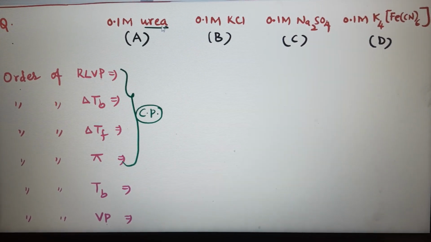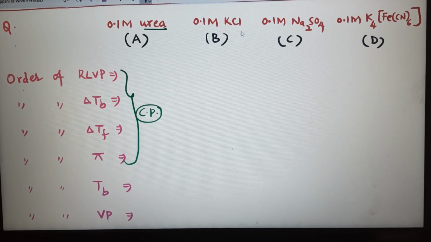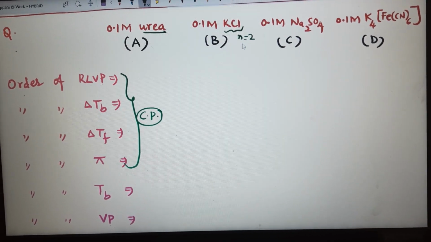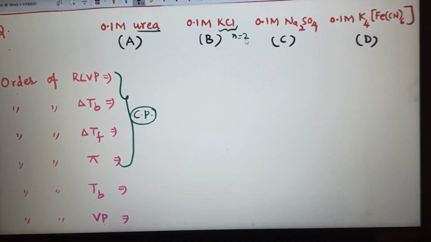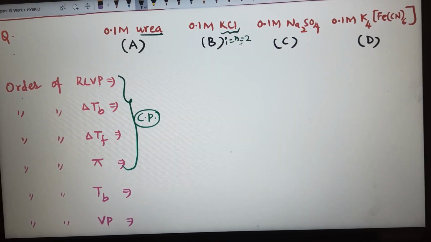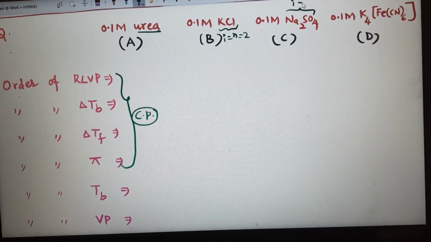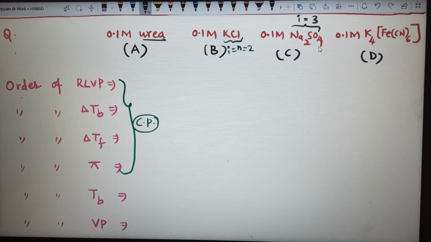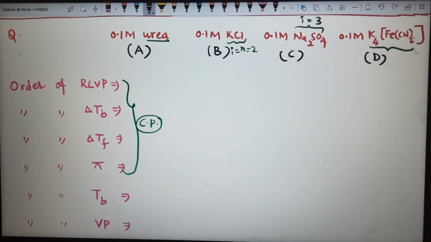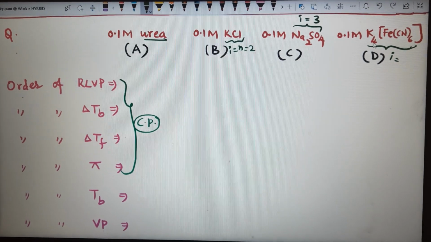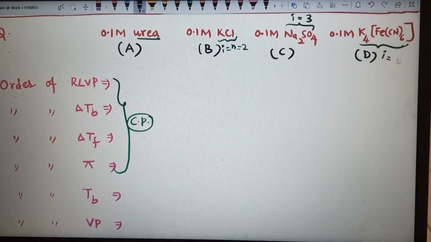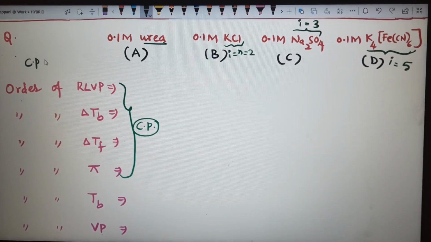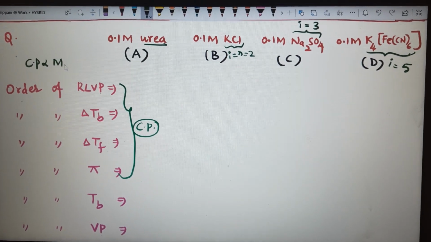Here urea is a non-electrolyte, so no ions are coming there. But for KCl, 2 particles will come, n equal to 2. With 100% dissociation, i will be equal to n. For Na2SO4 with 100% dissociation, i will be 3: 2 Na plus ions and 1 sulfate ion. For K4[Fe(CN)6], 100% dissociation means i equals n, which is 4 K plus ions and 1 complex anion, total 5. Then colligative property is directly proportional to the resultant molarity.